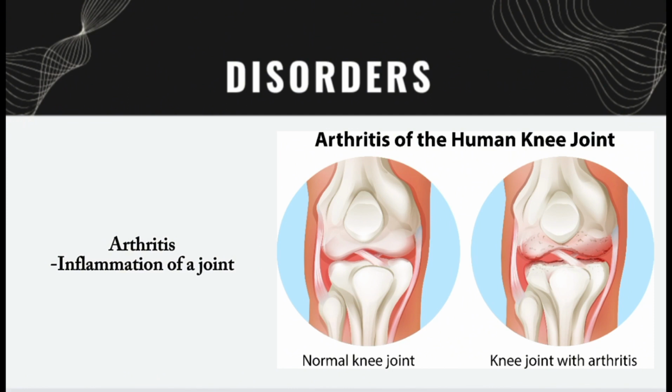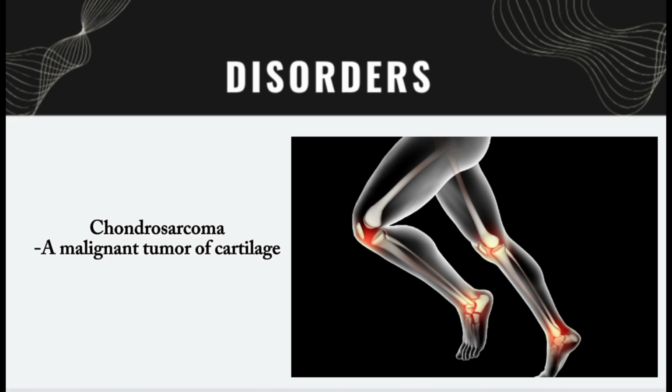Next is arthritis. So I know that we are all familiar with the word arthritis. So the breakdown of the word arthritis in medical terminology is art or arto pertains to joint and itis pertains to inflammation. So basically it is an inflammation of a joint. It is caused by a fault in the immune system that causes the body to attack its own tissue in the joints. Next is chondrosarcoma.